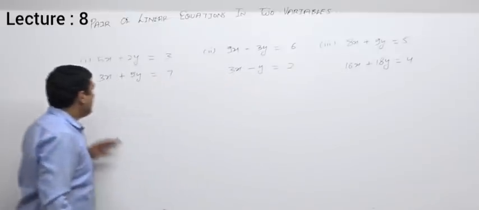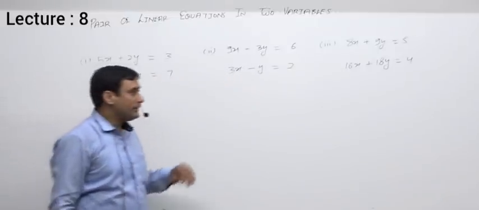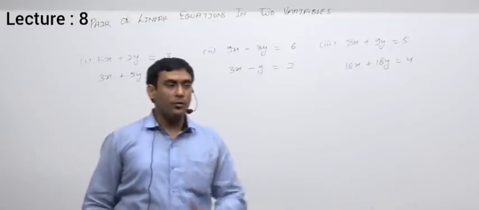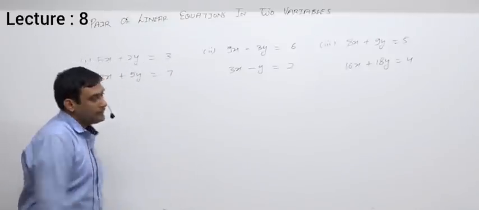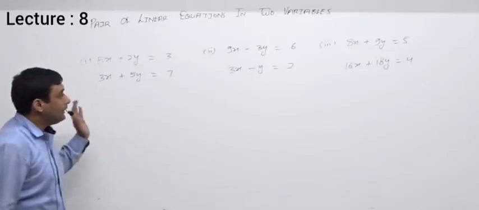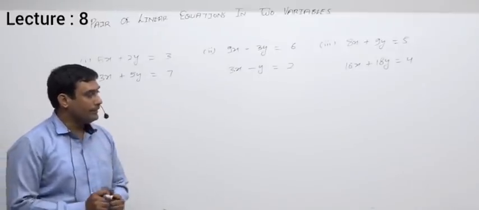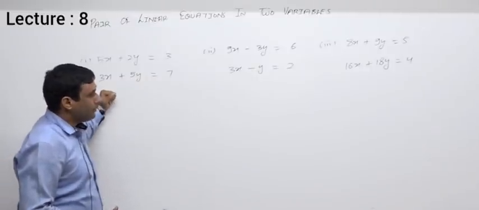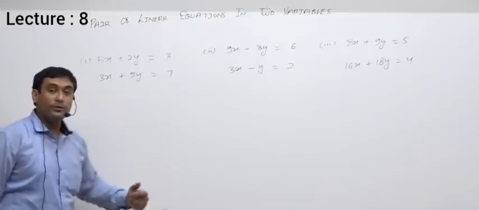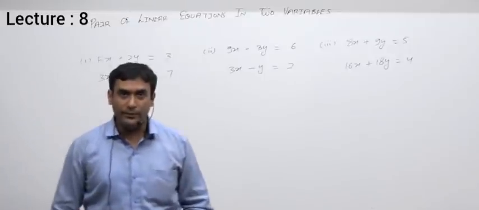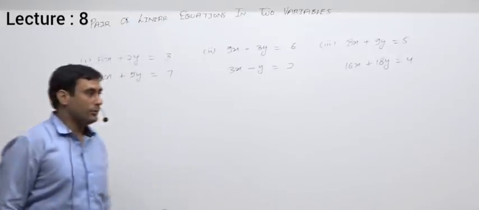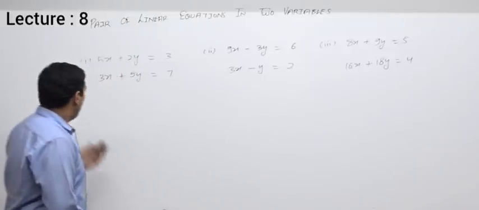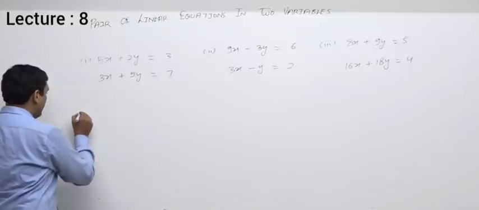Now in these three examples we have to check whether they represent parallel lines or intersecting lines. In other words, they may ask whether these three pairs of linear equations have a unique solution, infinite solutions, or no solution, or which type of set they will represent. So one by one we'll see, the very first one.